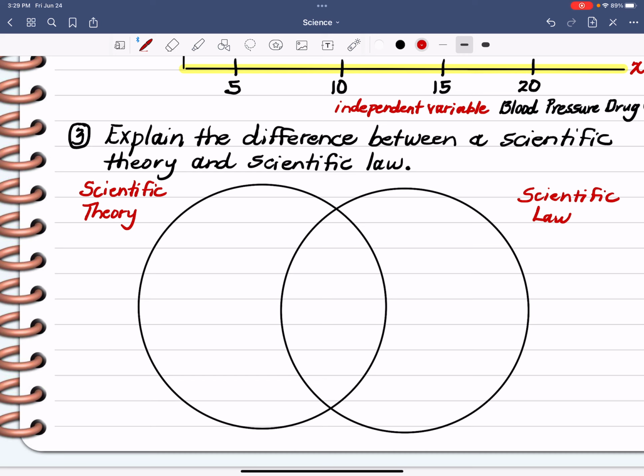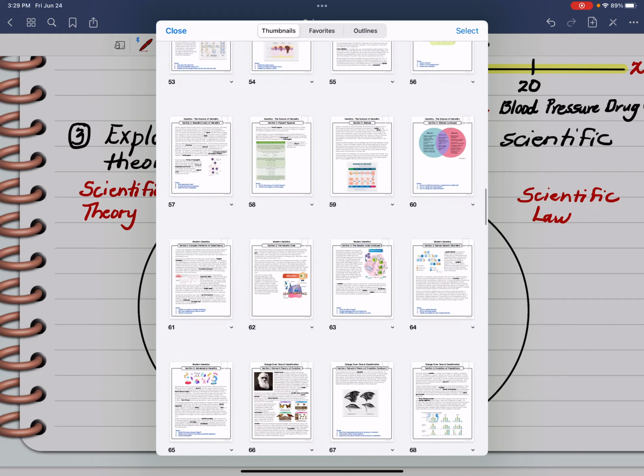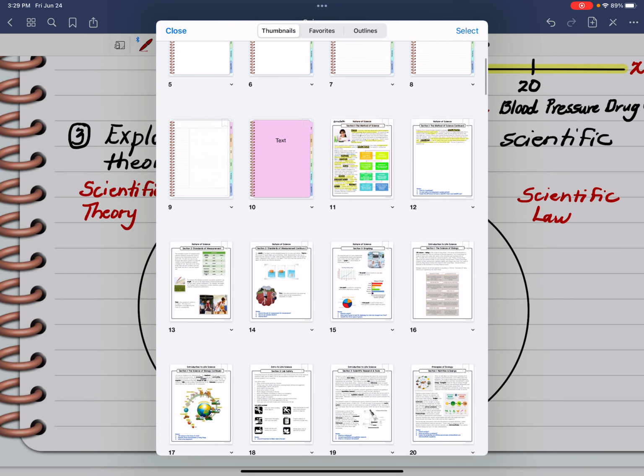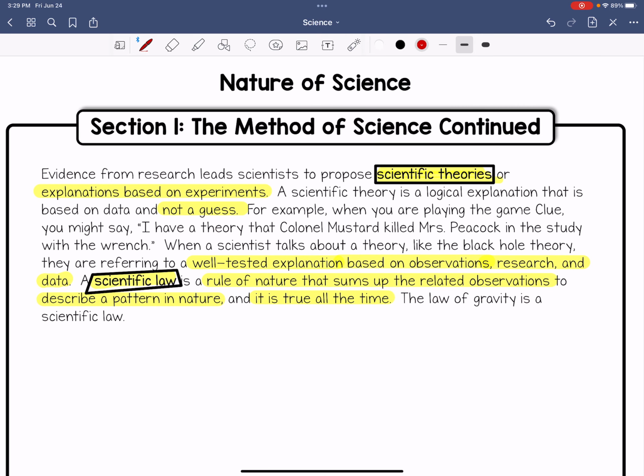So going back to my text, the part that we annotated, I'm going to look back. Let me just go back and read that. I think that would be a really good thing to do. It's just that one little paragraph. So let's look right here. Evidence from research leads scientists to propose scientific theories or explanations based on experiments. A scientific theory is a logical explanation that is based on data and not a guess. For example, when you are playing the game Clue, you might say, I have a theory that Colonel Mustard killed Mrs. Peacock in the study with the wrench.